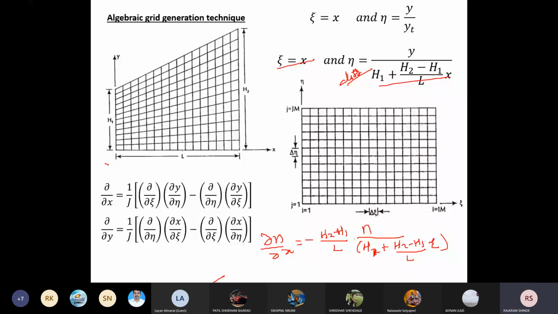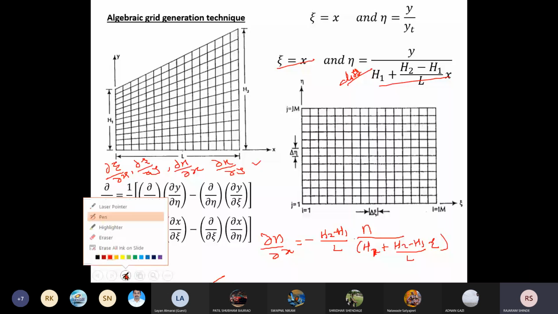Here ∂ξ/∂x, this also we have calculated. Then ∂η/∂x, which we have calculated. Next ∂η/∂y is remaining. This remaining one I will calculate.